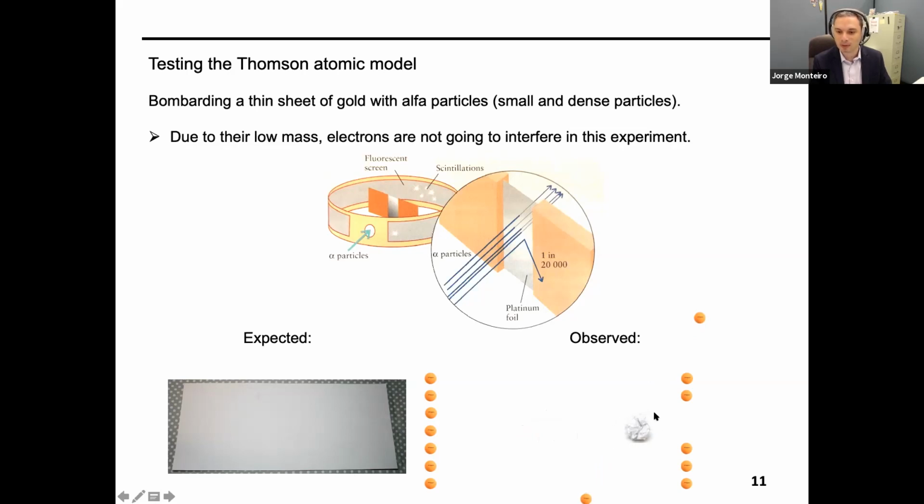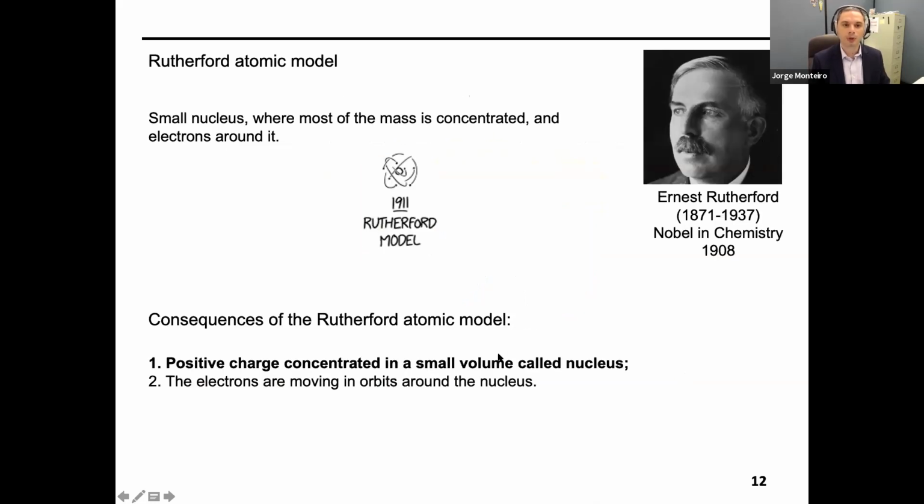So this model here, now with all the mass concentrated in a small volume, matches what was observed in the experiment, okay? So therefore, that tells us the Thomson atomic model needs to be improved, and we need to bring on a new atomic model. And now it's a good time to present the Rutherford atomic model.